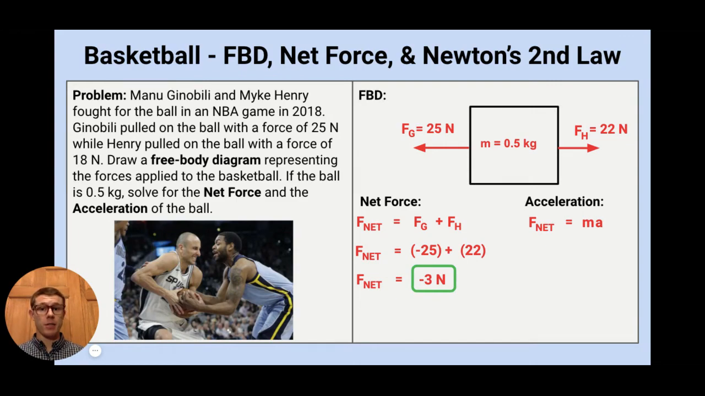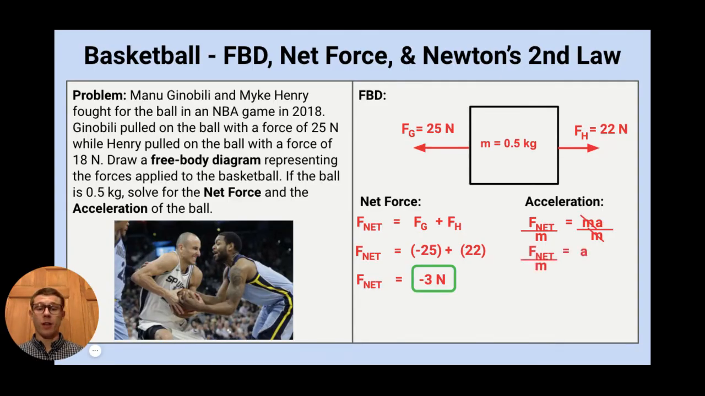Here the mass is the mass of the basketball times the acceleration. But in this case, we're not solving for F net. We need to get acceleration on its own before we plug in numbers. So we're going to divide both sides by an m. We can do that so that the m's on the right will cancel.